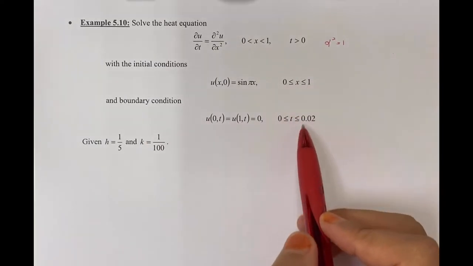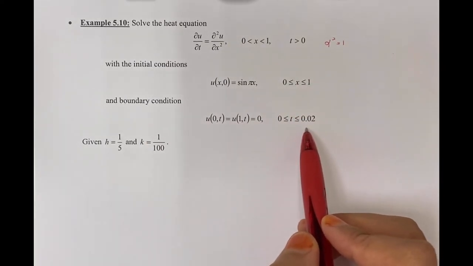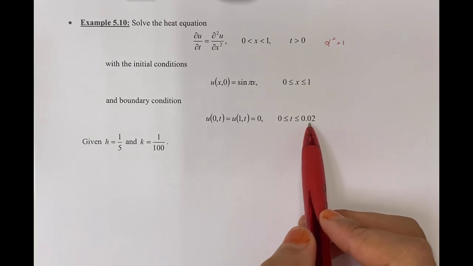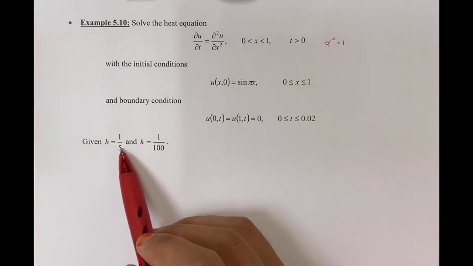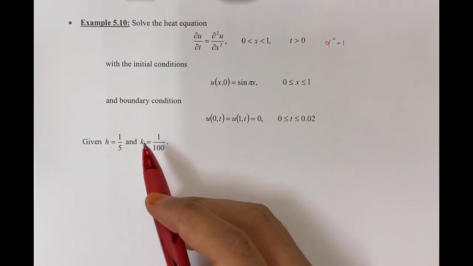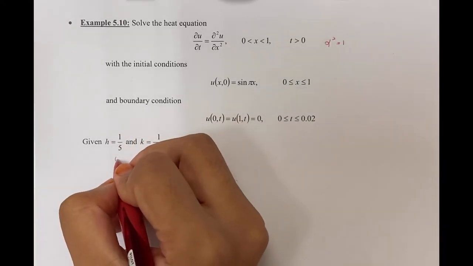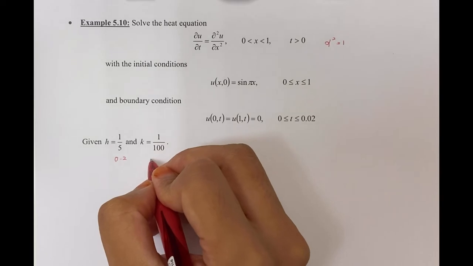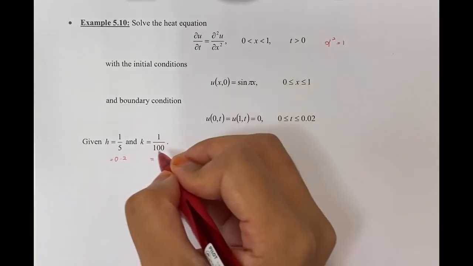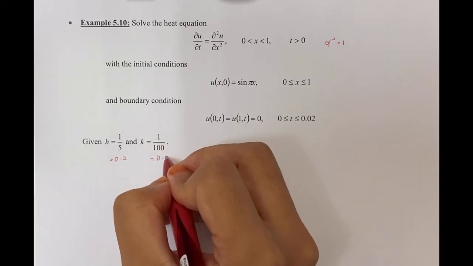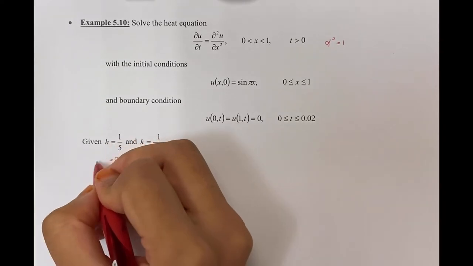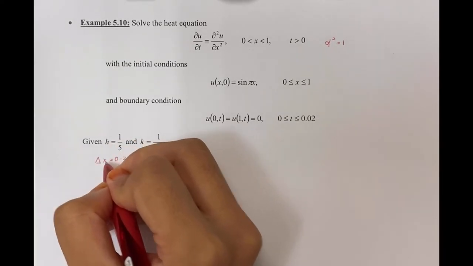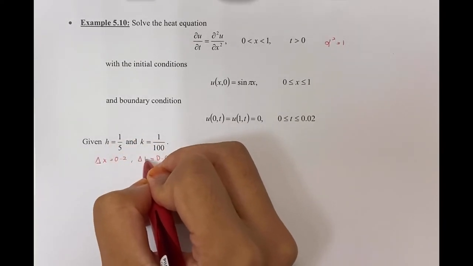Okay, you have interval t, 0 to 0.02. Given h is equal to 0.2, and k equal to 1 over 100, and this is equal to 0.01. So basically, h is the step size for x and k is the step size for t.